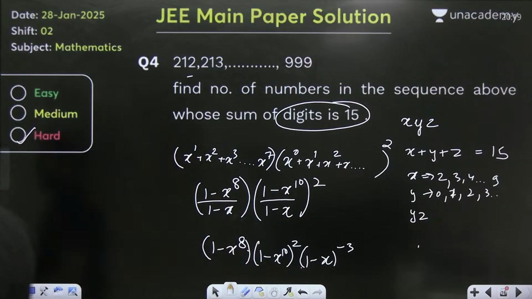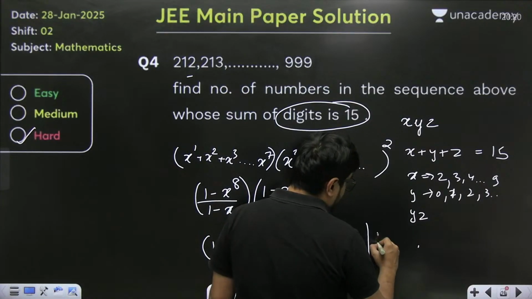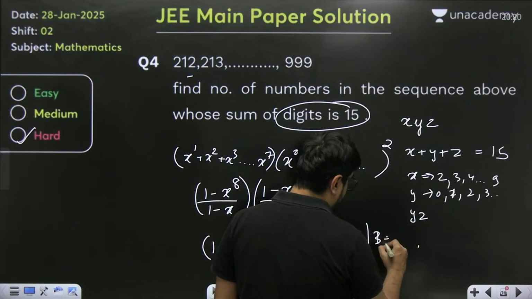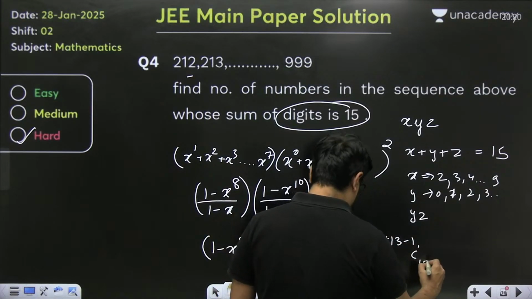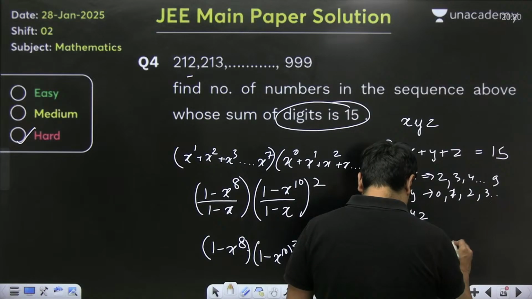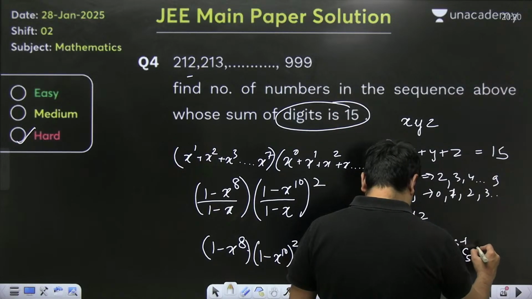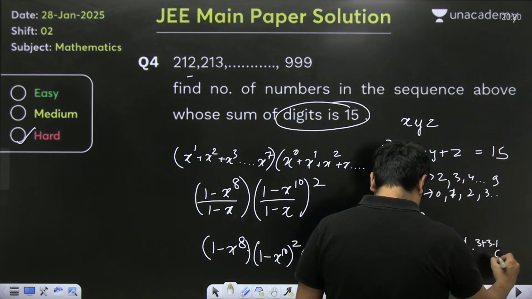Now, if we compare exactly, this will be the calculation. If we compare the coefficients, it will be 3 plus 13 minus 1 C 13, and then 3 plus 5 minus 1 C 5, and 2 times 3 plus 3 minus 1 C 5.